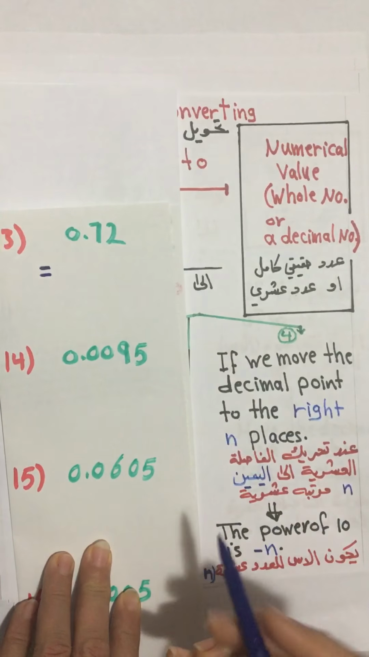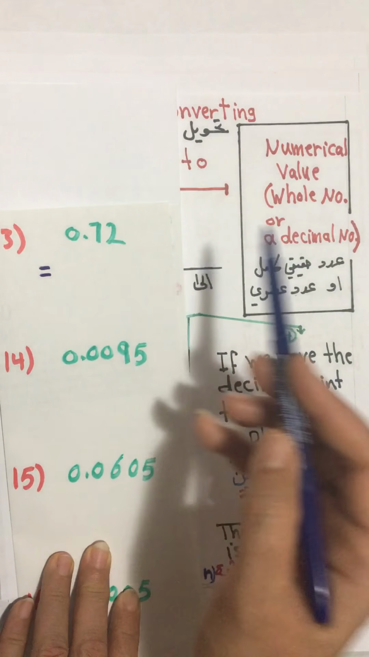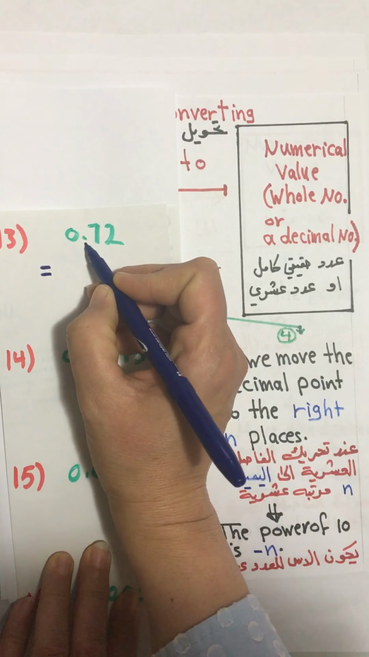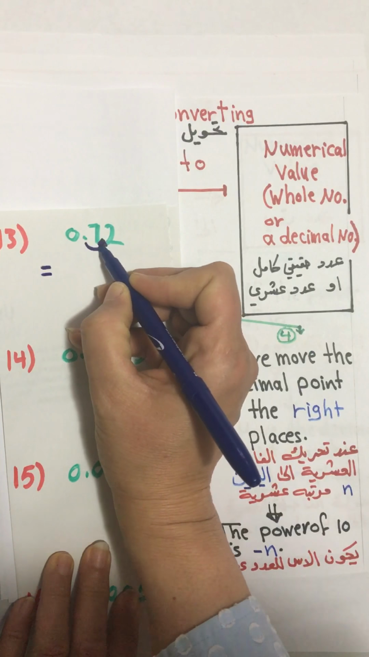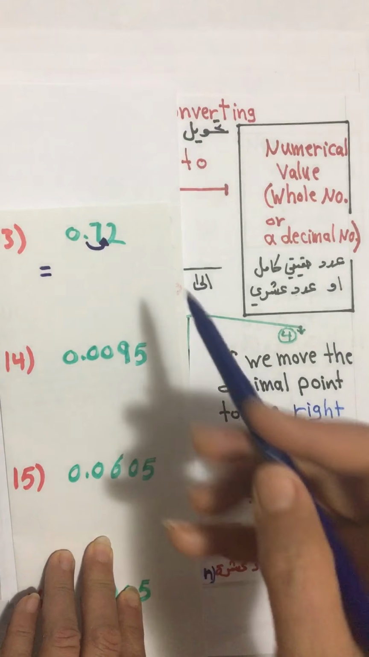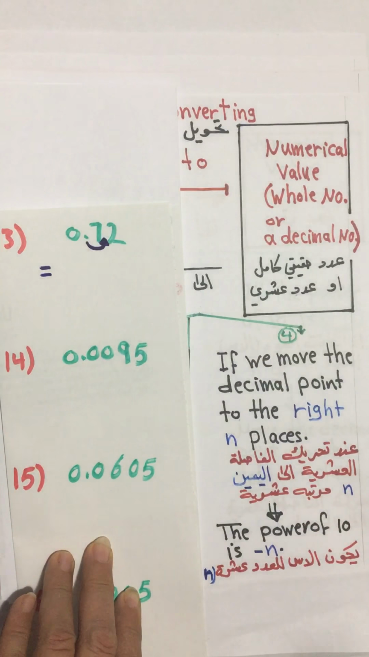Equals, I'm going to move the decimal point to the right, and you have to be careful, the number should be between 1 and 10.